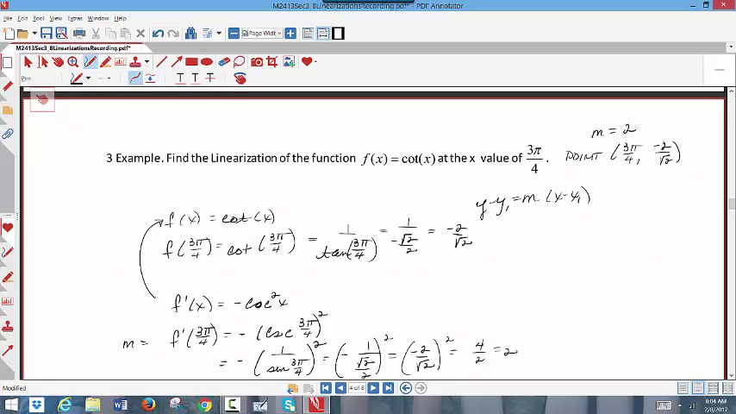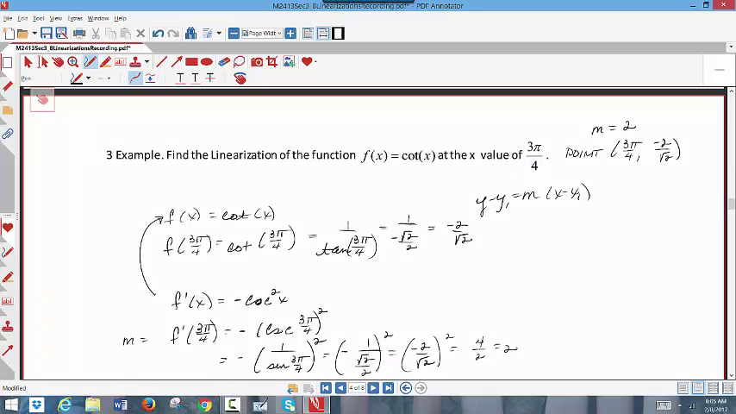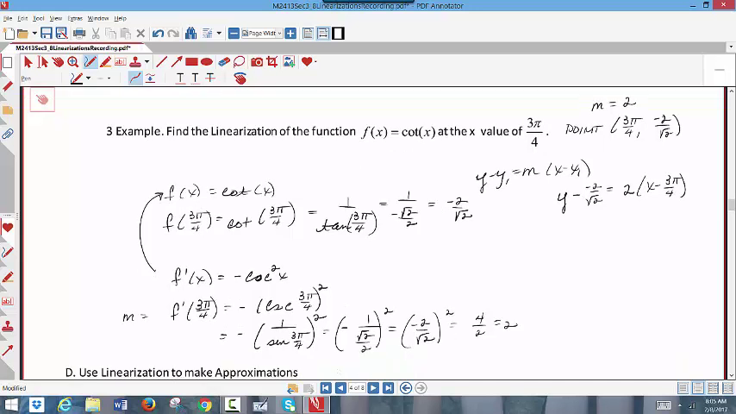Okay, so now we're ready to actually come up with this equation. This is all my preparing for it. So to write this equation using the information up here in the top right corner, I have y minus y1, which is negative 2 over the square root of 2, equaling m times x minus x1, which is 3 pi fourths. So this becomes y plus 2 over the square root of 2 equaling 2x minus 3 pi halves when you distribute that 2.